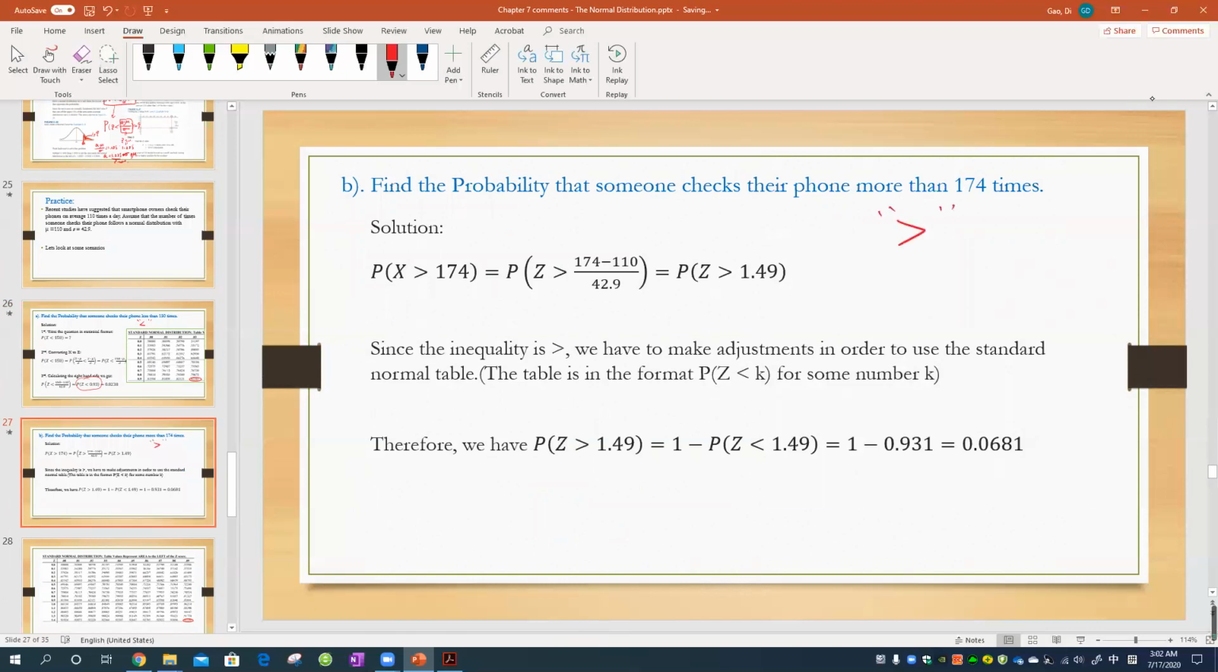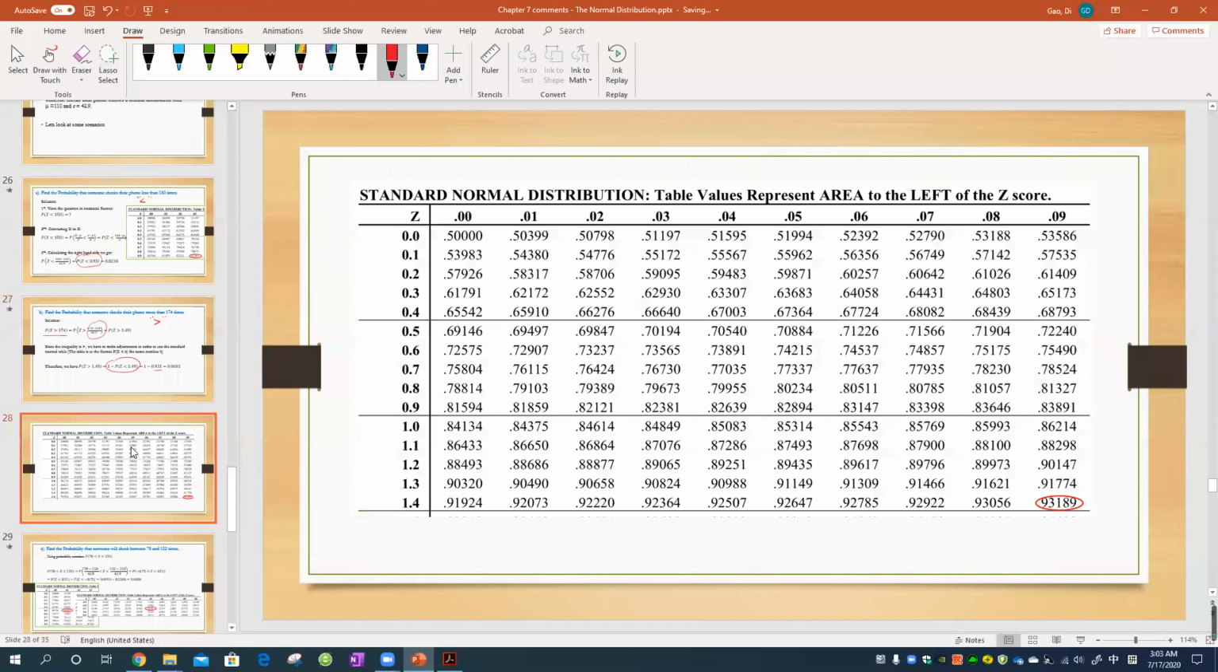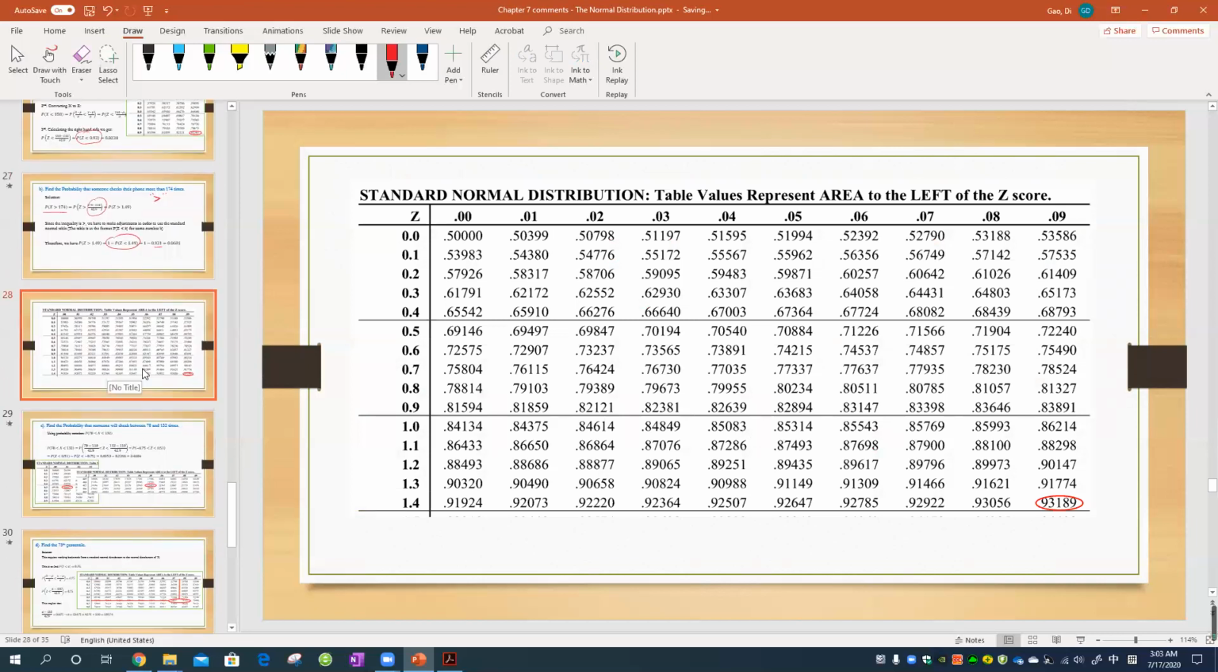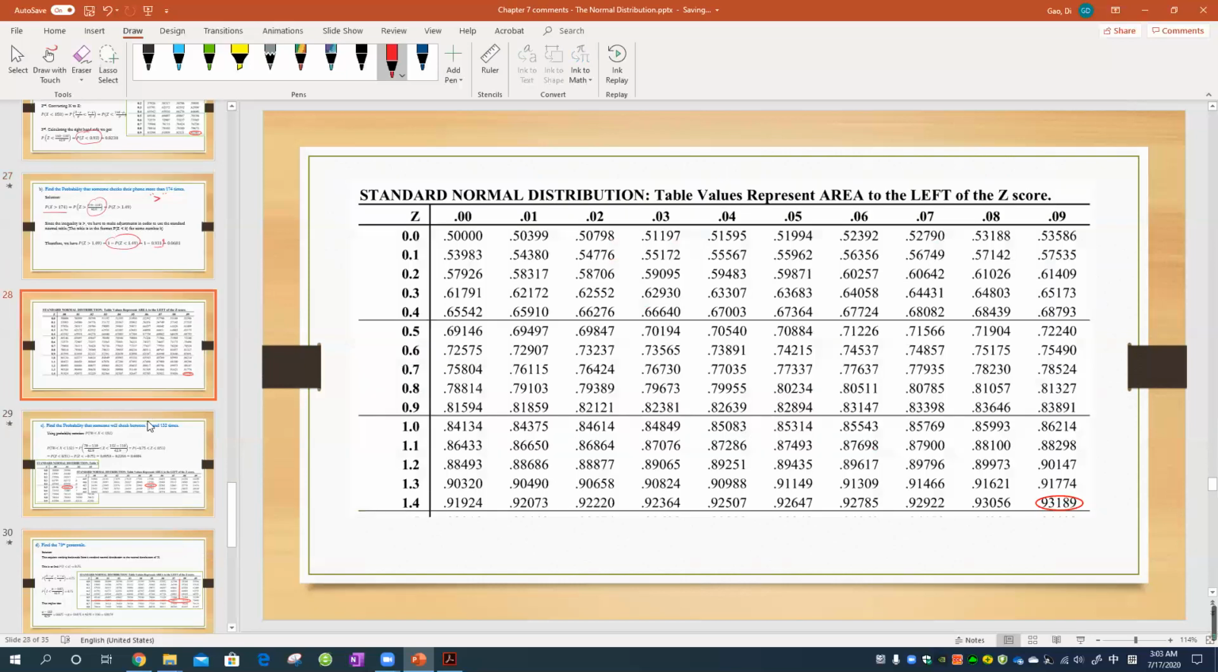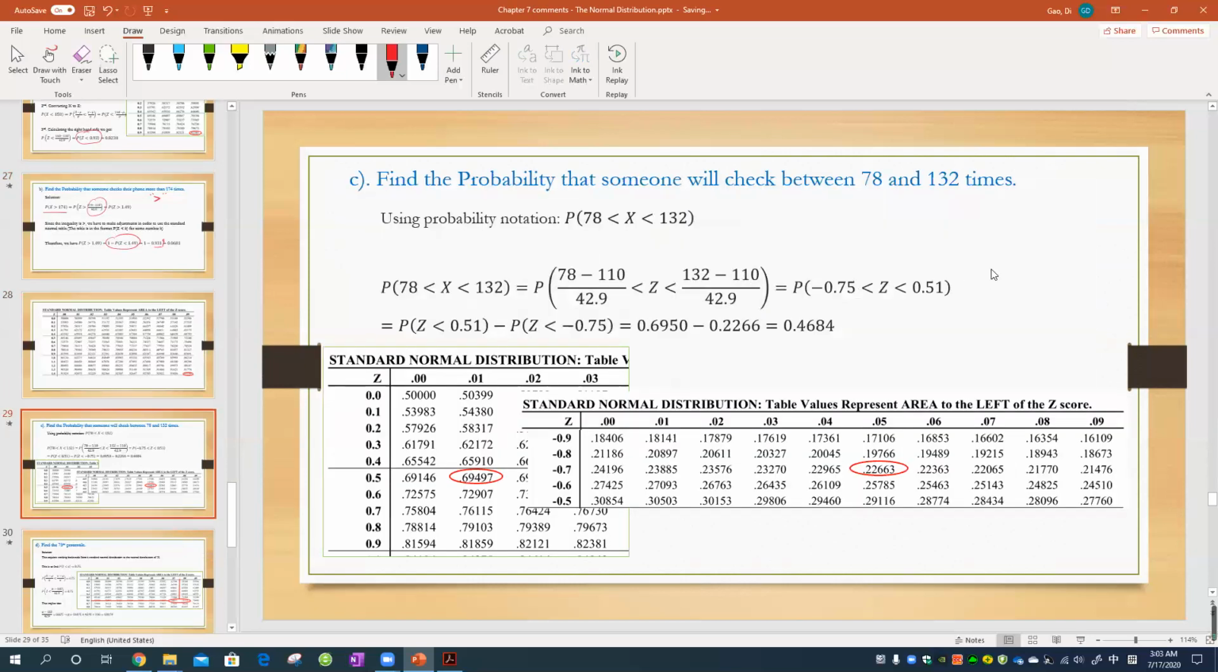And then for more than question, so we have a smaller than question, we have a more than, and then we have in between. We want to find the probability. So more than, that's how we list the question here, and then write the z-score. So probability of z more than 1.49. So that's 1 minus probability of z smaller than 1.49. And then check the table, we got 0.931. So that's 0.0681. 0.9319, I think. So here we go.